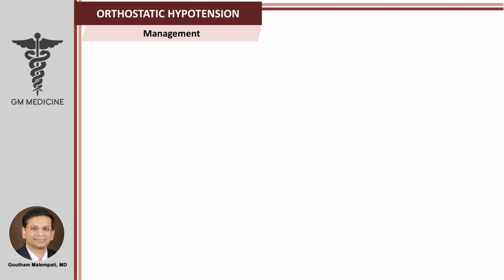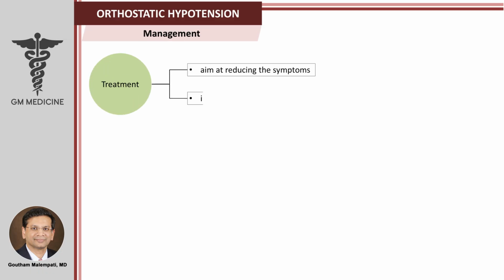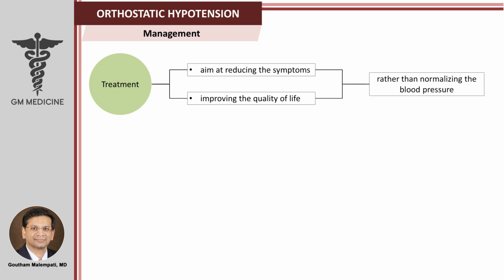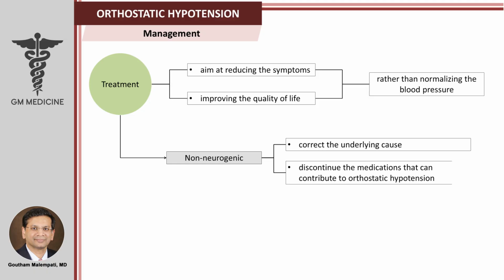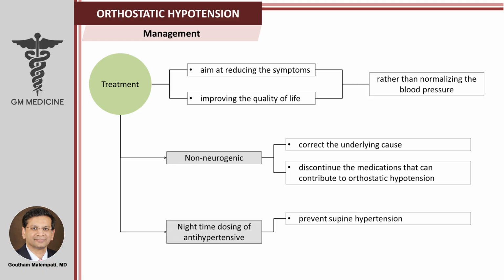Management of orthostatic hypotension. Treatment should aim at reducing the symptoms and improving the quality of life rather than normalizing the blood pressure. In case of non-neurogenic orthostatic hypotension, one should correct the underlying cause and discontinue the medications that can contribute to orthostatic hypotension. Nighttime dosing of antihypertensive can prevent supine hypertension and reduce the chance of orthostatic hypotension.